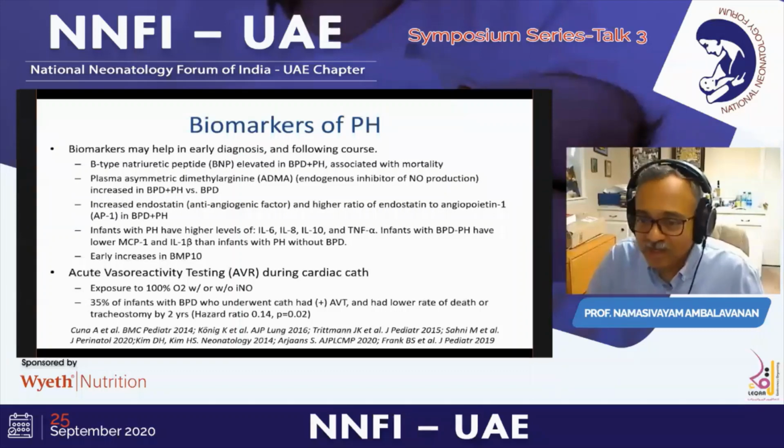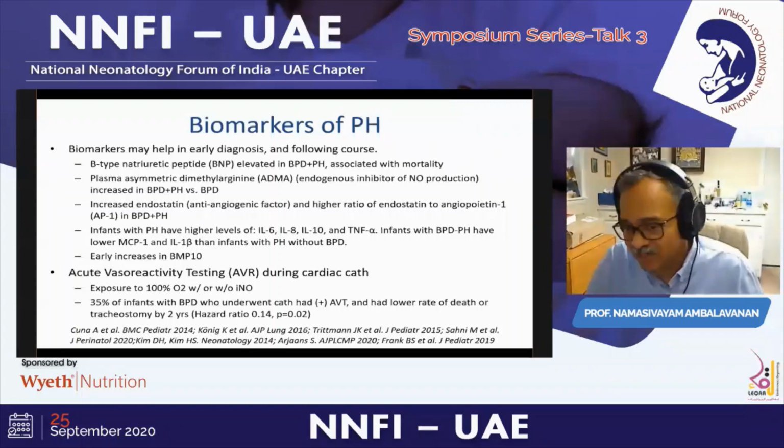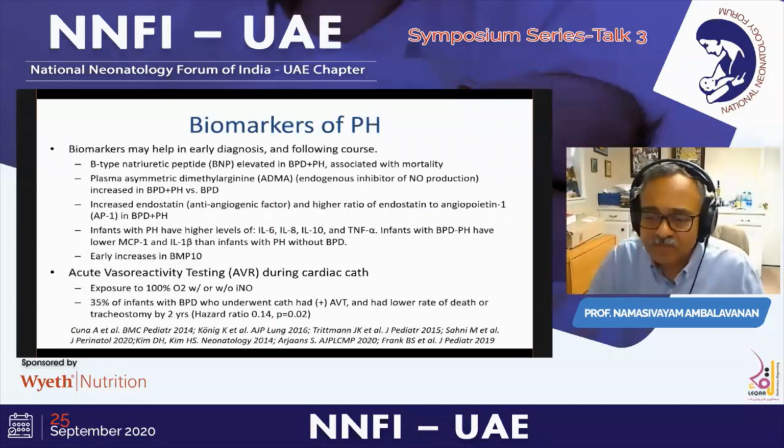If you are doing cardiac cath, you can do AVR, that is acute vasoreactivity testing. That is, while you're measuring the pulmonary vascular pressures and pulmonary vascular resistance, you can expose them to 100% oxygen, or you can add nitric oxide or take off nitric oxide. And the infants who have a better prognosis are the ones to show that they are still vasoreactive. So early in the course, most of these infants are vasoreactive, and if you give them more oxygen or nitric oxide, they're able to vasodilate. But if you have a fixed component of the pulmonary hypertension, then it's a worse prognosis.